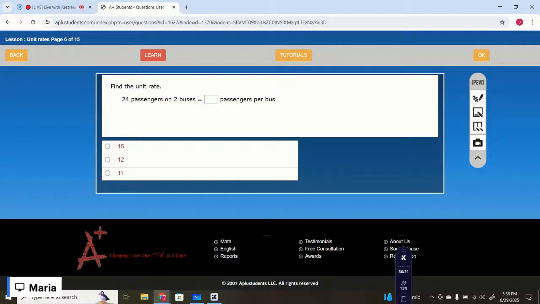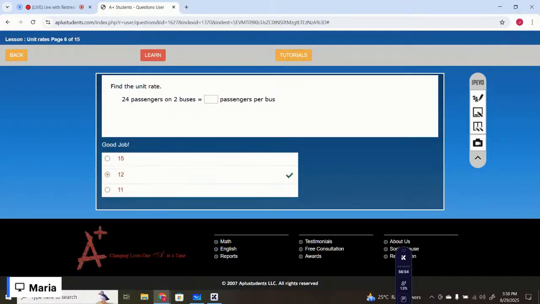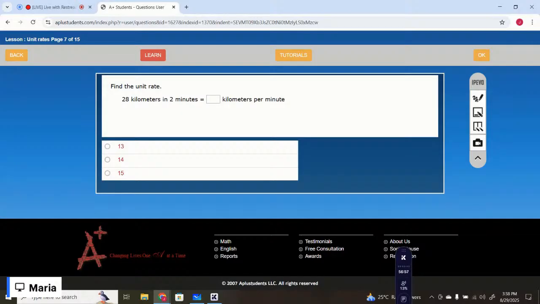24 passengers on two buses. So which is the correct option? That is 12 passengers per bus. The correct option is 12. Then 28 kilometers, and the correct option is 14.